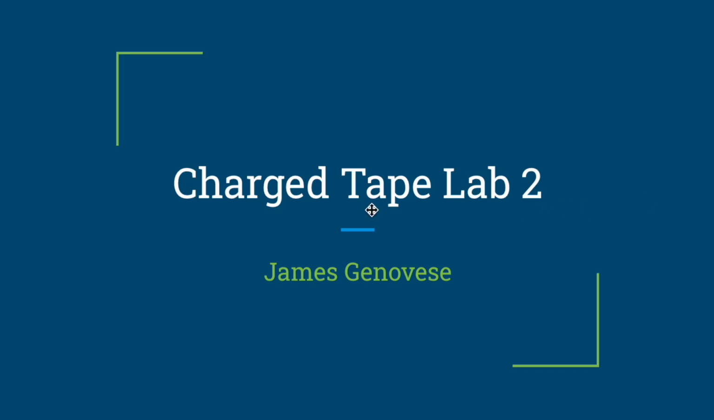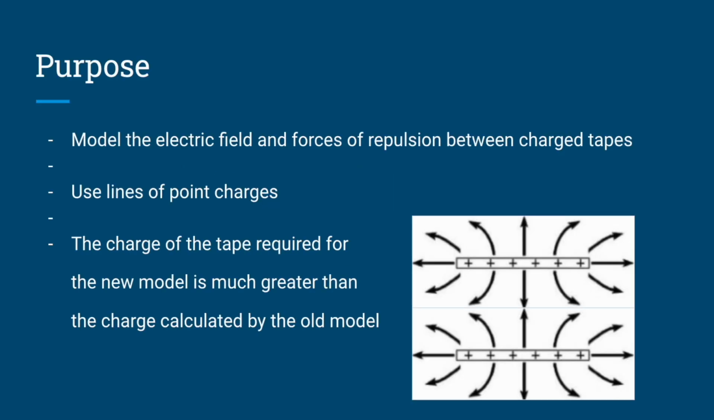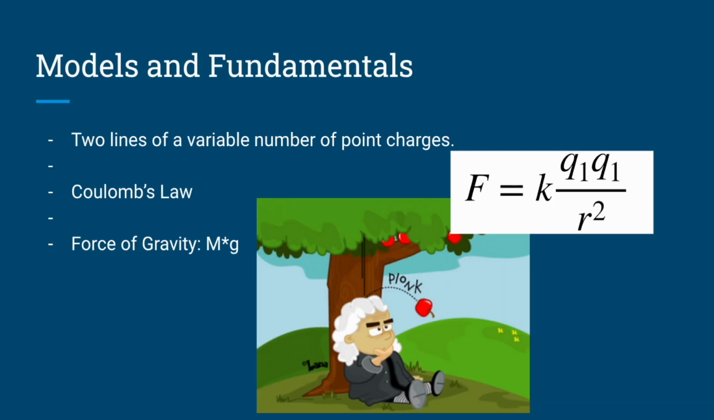Hello, today I'm going to be going over Lab 2, Charge Tape. The purpose of this lab was to model the electric field and force of repulsion between two charge tapes of the same charge, as opposed to last lab, where we modeled this as two point charges. This time we will be modeling it as two lines of point charges. The result of this was that the charge of the tape required for this new model is much greater than the charge calculated by the old model.